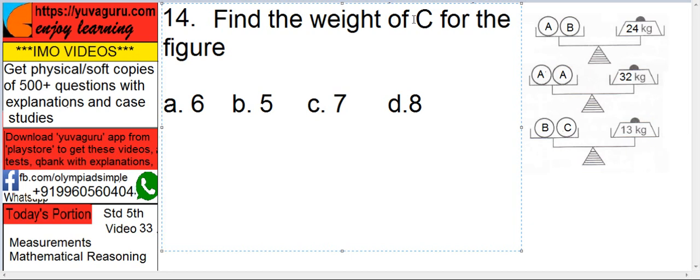Find the weight of C from the figure given. This is the figure given and we have to find out the weight of C. See here, A plus B is 24.